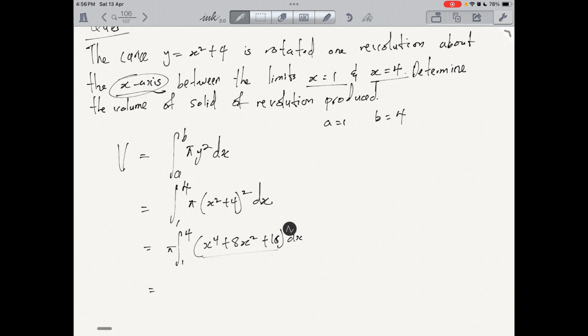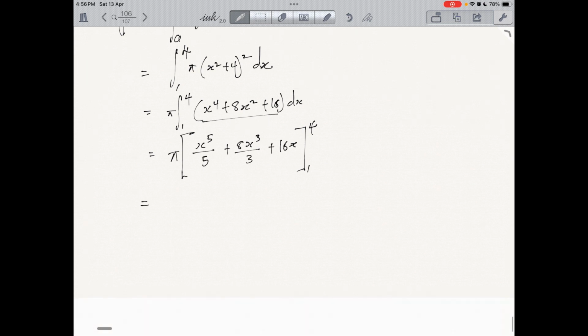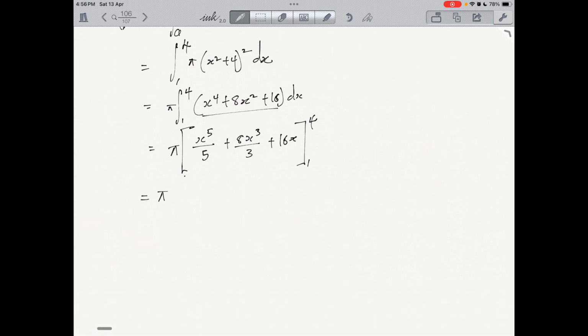Integrating this expression, we will have x raised to the power 5 over 5 plus 8x raised to the power 3 over 3 plus 16x, and our limit is from 1 to 4, multiplying the constant pi. Therefore, we put in our upper limit, we put in our lower limit, and then we simplify. So our upper limit of 4 will have 4 raised to the power 5 over 5 plus 8 into 4 raised to the power 3 over 3 plus 16 into 4.